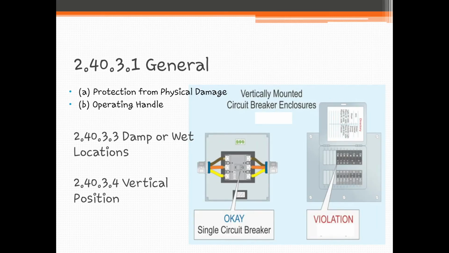2.40.3 is enclosures. Under enclosures are protection from physical damage. As I discussed earlier, overcurrent devices shall be protected from physical damage by one of the following: installation in enclosures, cabinets, cutout boxes, or equipment and assemblies, and more.